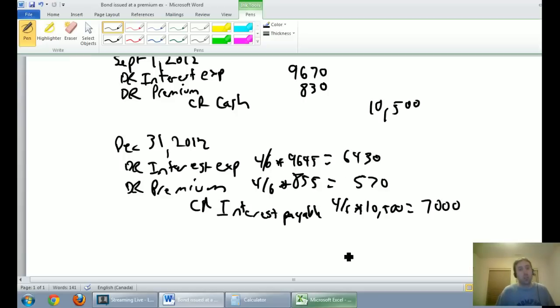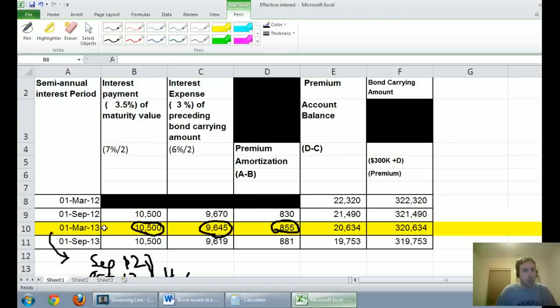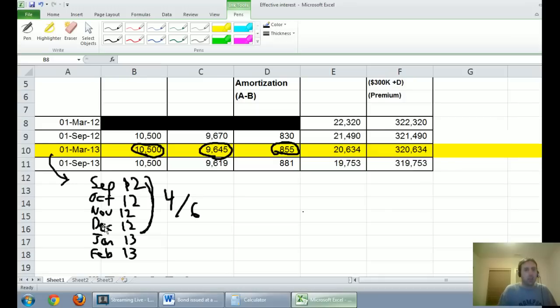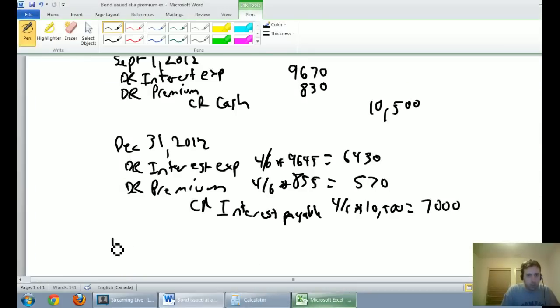We'll do one more journal entry. Our final journal entry is for March 1st, 2013, our next payment. And so rather than taking 4/6 here, we're going to take the last 2 months of information, and that leads us up to March 1st, 2013, and that's 2/6. So I'll take all those same numbers multiplied by 2/6. So interest expense isn't 96.45, it's not 4/6 of it. Now we're just doing for January and February, leading us to March 1st. Again, that's 2 months to get us to March 1st. 96.45 times 2/6.